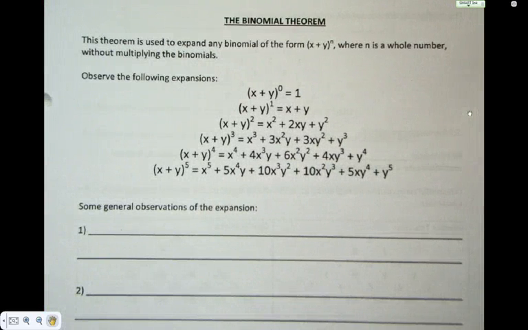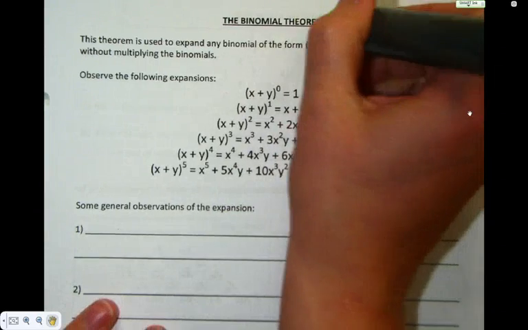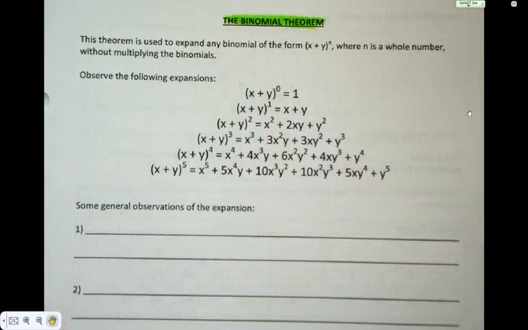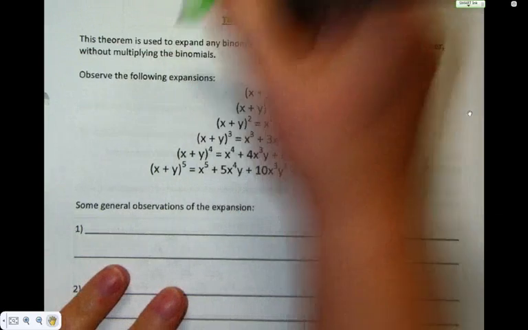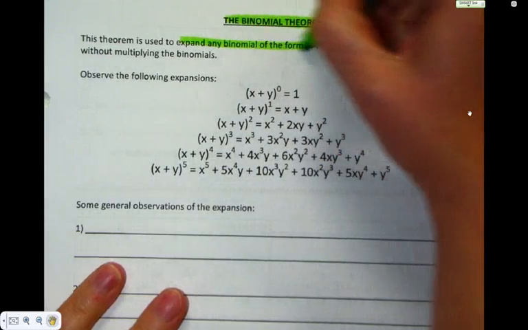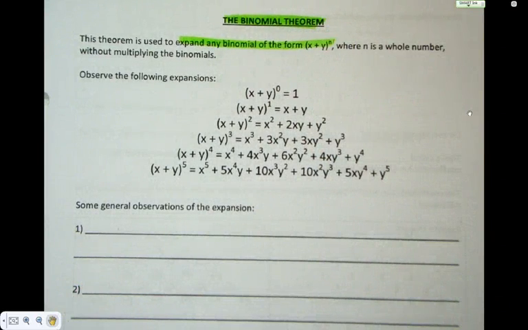Binomial theorem, the last little thing in this unit. This is Newton's baby. He developed this. Good job, Newton's a pretty smart guy. Binomial theorem is used to expand any binomial of the form (x + y)^n, where n is a whole number, without actually multiplying the binomials.